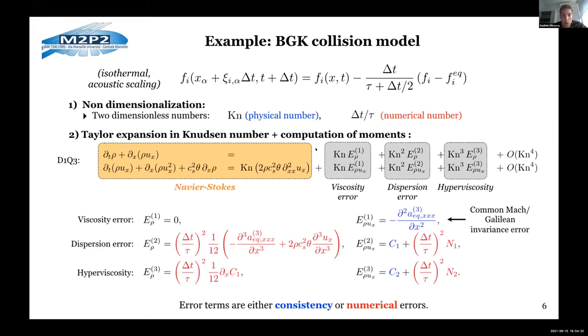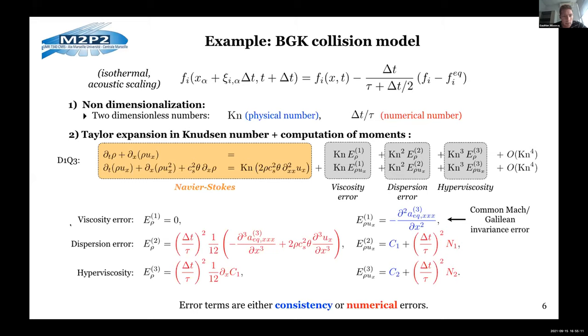This is actually a fourth order viscosity. And then we can take a deeper look at the shape of these different error terms. So for example, here, viscosity, dispersion, and hyperviscosity errors. On the left, I represent the error on the mass equation, and on the right, the error affecting the momentum equation. Here I plot in blue the consistency errors, and in red the numerical errors, which are directly related to the numerical parameter delta t over two, which means that if delta t tends towards zero, these numerical errors tend towards zero, and we only keep the consistency error of our scheme.